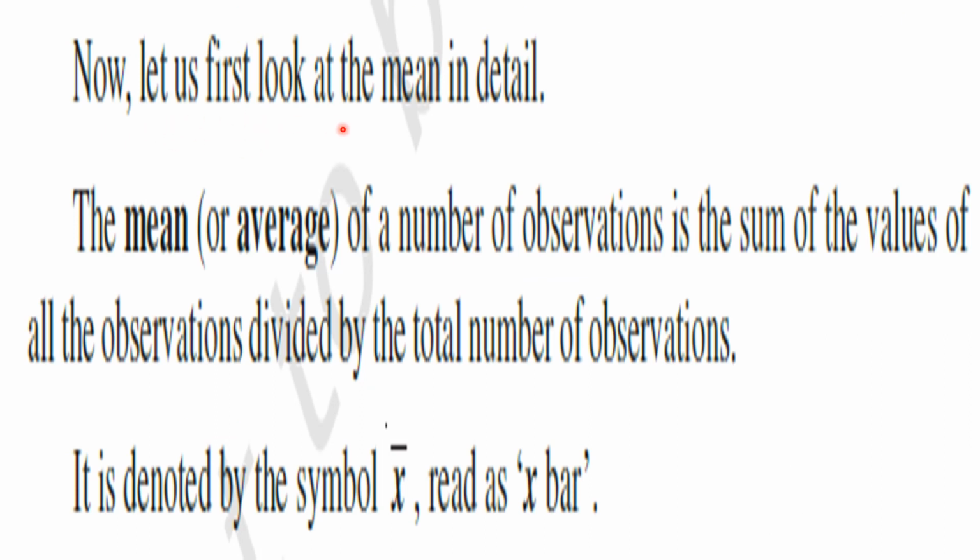Now let us first look at the mean in detail. The mean, also called the average of a number of observations, is the sum of the values of all the observations divided by the total number of observations. Okay, my children. It is denoted by the symbol X bar. This notation is read as X bar. Understood this notation, my children, and how to pronounce it?